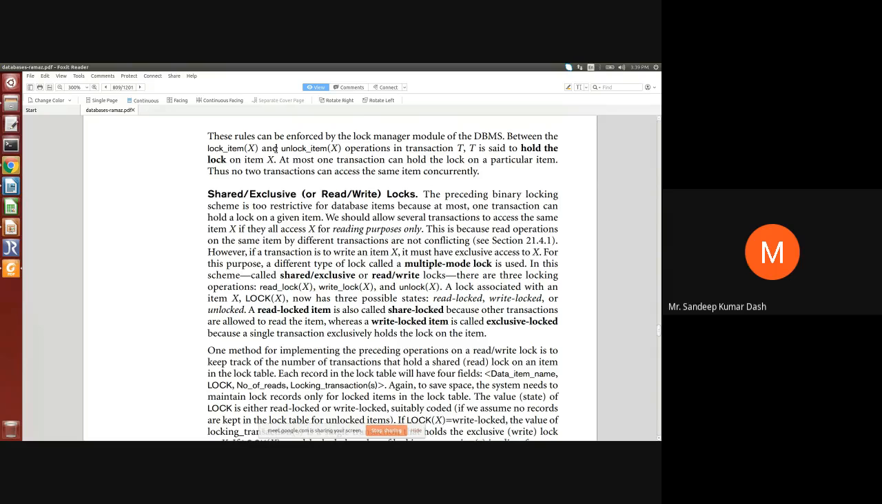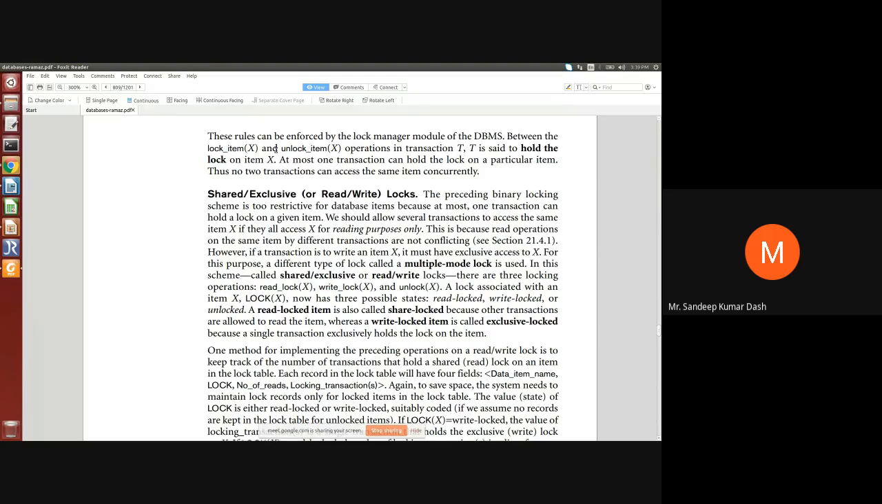Here it is a little bit different from the binary lock. Shared lock is normally a read lock. Whenever you are having a shared lock on any data item, any other transaction can also acquire a shared lock. So if transaction T has acquired a shared lock on data item X, transaction T1 can also acquire a shared lock on data item X. Both of them can read the data item.